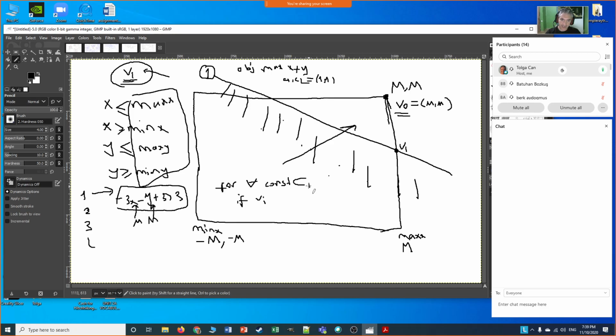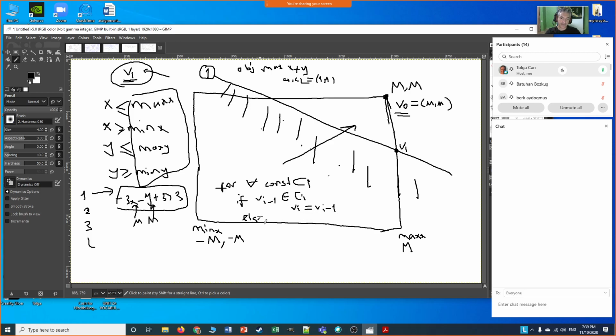The constraint is Ci, okay? If Vi minus 1, the previous case, the optimum point, the extreme point that we have figured out up to now, is already an element of the half space indicated by constraint i, do nothing. Do nothing means that Vi is the same as Vi minus 1.